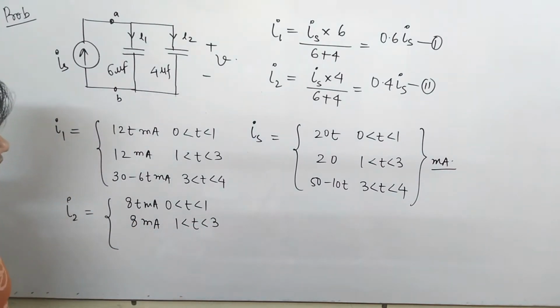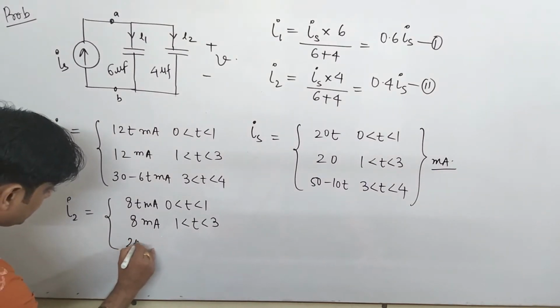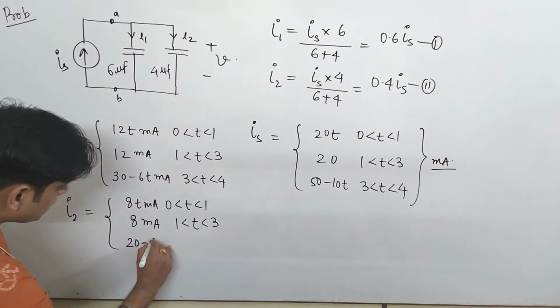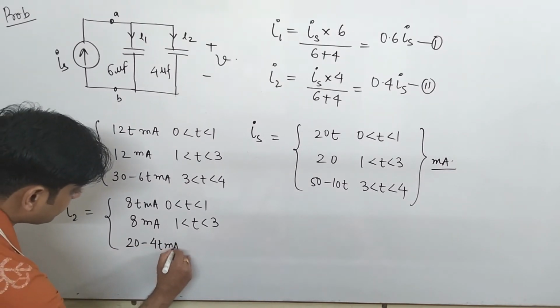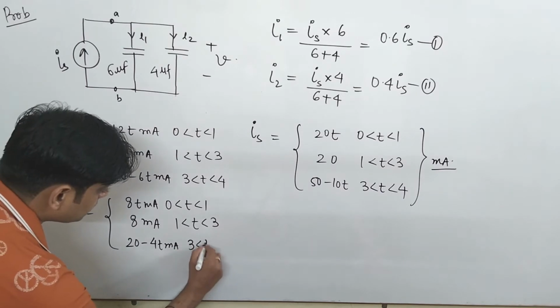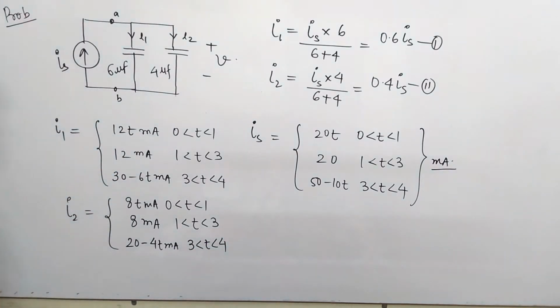Okay, and then we'll talk about the last one. So that comes to be how much? That is 20 minus 40 in milliampere. Okay, so in this way you got the value of I1 and I2. So in this question it was asked, what is the value of I1 and I2.